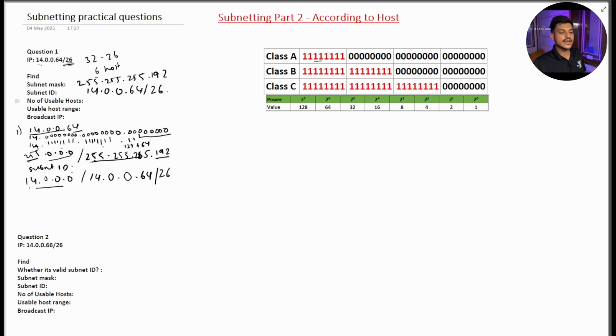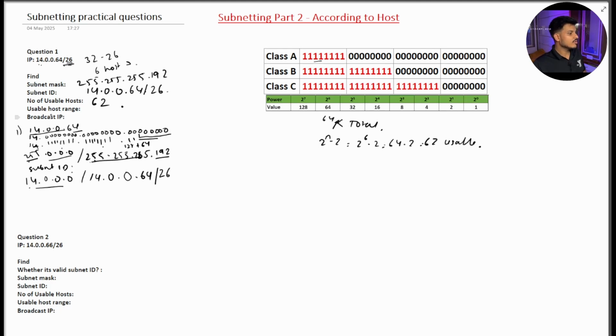So what will be the next subnet ID? How can we note it? As we have seen, for host, how many bits are given? 6 bits are given. So 2 raised to the power of 6 gives 64, so a total of 64 hosts are possible. Among them, using the formula 2 raised to n minus 2, which is 2 raised to 6 minus 2, gives 64 minus 2, which is 62. So the total number of usable hosts becomes 62.